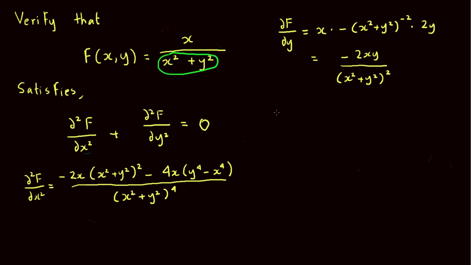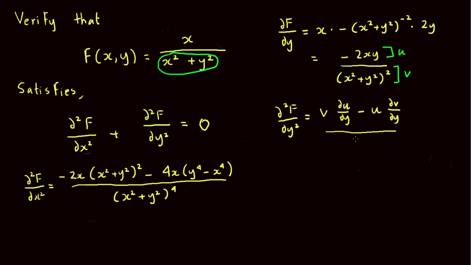Now what about del square f del y squared? To differentiate with respect to y for the second time, we have to worry about the two components, the u and the v. So we also have to do another quotient rule: v del u del y minus u del v del y, over v squared.